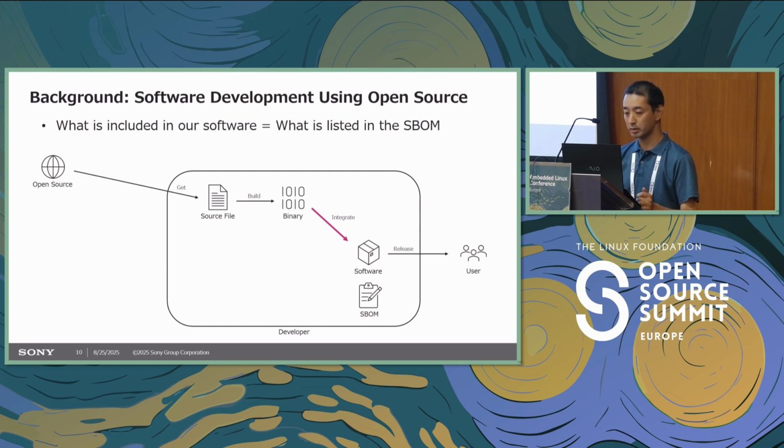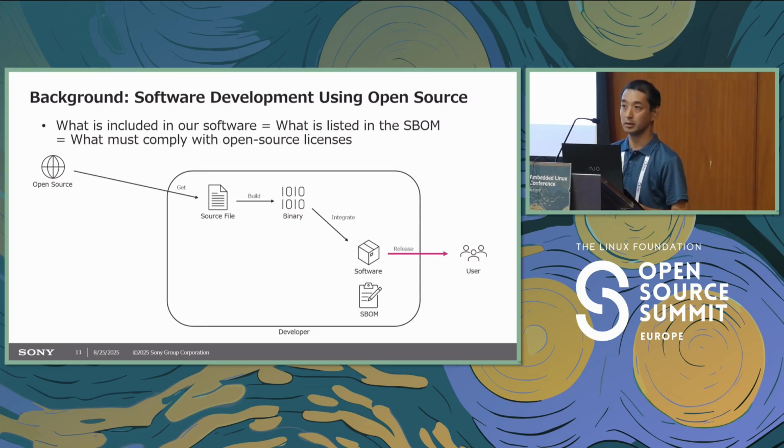When we create an SBOM, we focus on what is actually included in the software we deliver. In most cases, that means the source files that were compiled into the binaries. We may also include scripts or configuration files and so on, if they are truly used in the software. In short, what is included in your software is what should be listed in the SBOM.